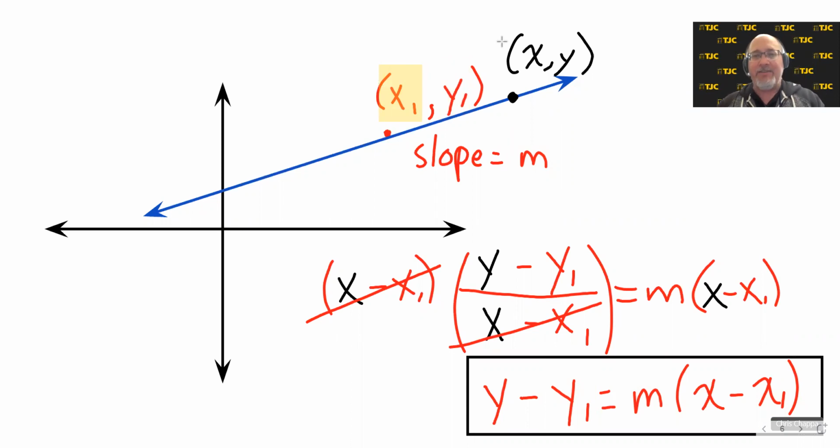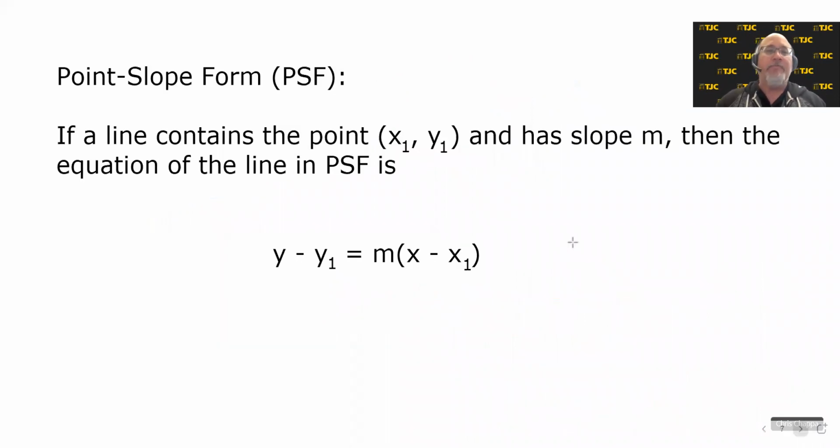Get rid of those highlights. And that equation in the black box is what's called point slope form. Point slope form goes like this. If a line contains the point x1, y1 and has slope m, then the equation of the line in point slope form, PSF for short, is y minus y1 equals m times x minus x1. That merits having a red box put around it.